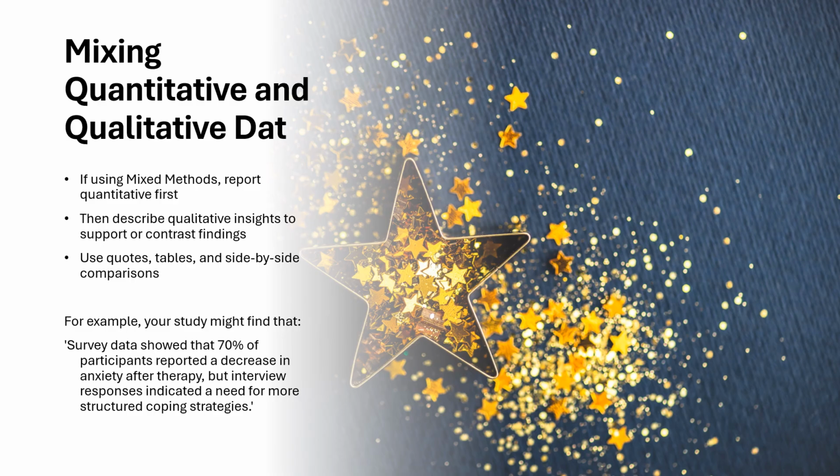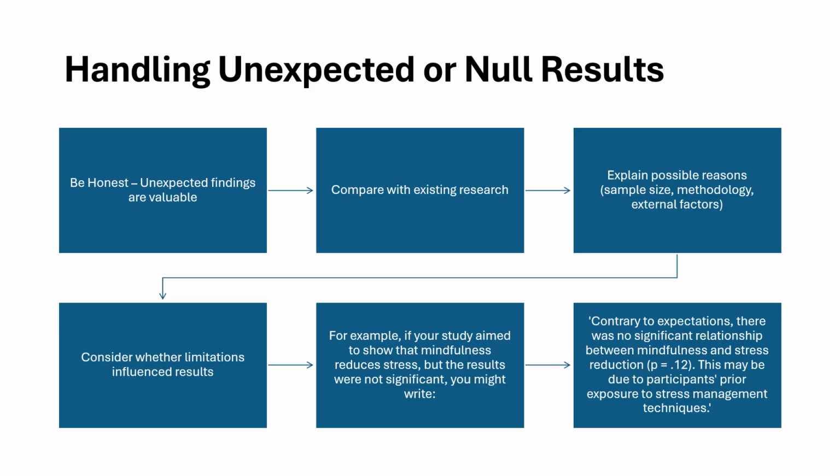All right, I want to talk now about what to do when you get unexpected or null results. Sometimes research findings don't turn out as expected. This is completely normal and should be addressed in the results section. You want to be honest about what the data shows, even if it contradicts your hypotheses. Compare your results to existing research. Are they consistent with past studies or did they introduce something new? Offer possible explanations for why your findings turned out the way they did.